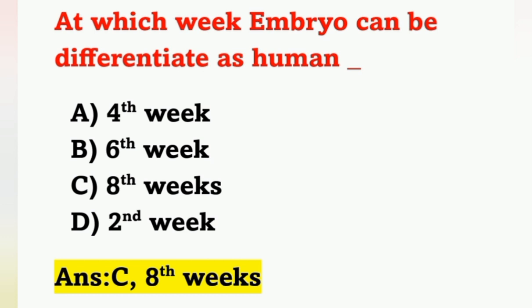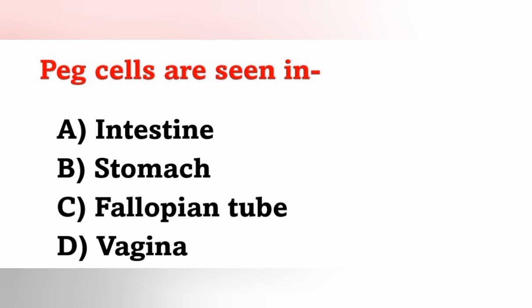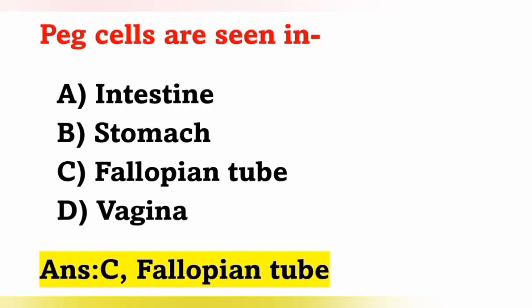The next question, PEG cells are seen in? Options, option A intestine, option B stomach, option C fallopian tube, option D vagina. PEG cells are found in the fallopian tube. Option C is the correct answer. PEG cells are non-ciliated epithelial cells which are present in the lining of the fallopian tube. So, our answer is option C, fallopian tube.